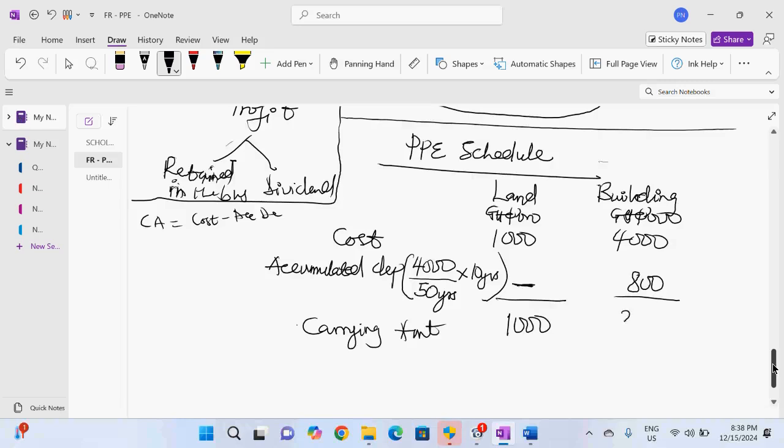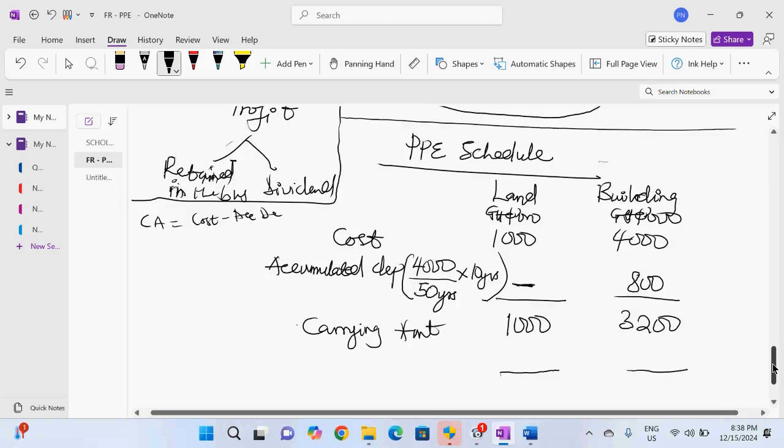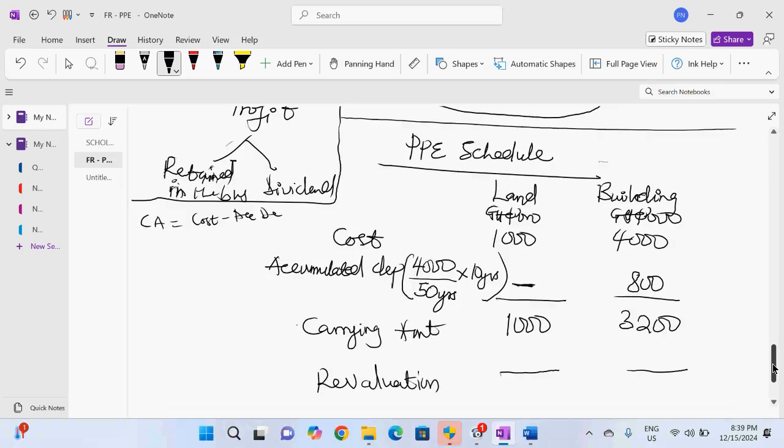1,000 still. This is it, 3,200? 3,200. Then we compare this to the revaluation. Before the revaluation, they said 10 years prior to the revaluation. So what was the revaluation? A company was revalued. So that is the word revaluation. Are you following?